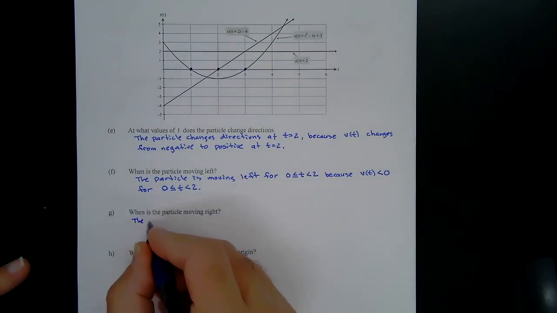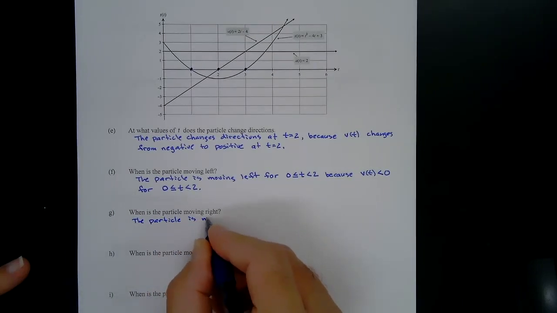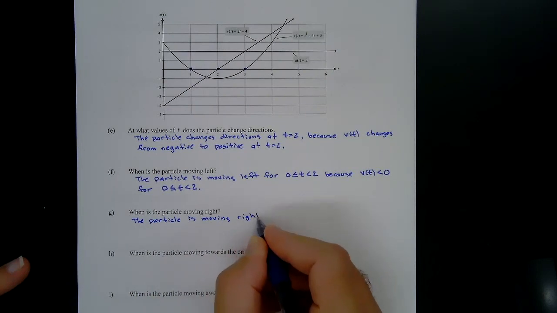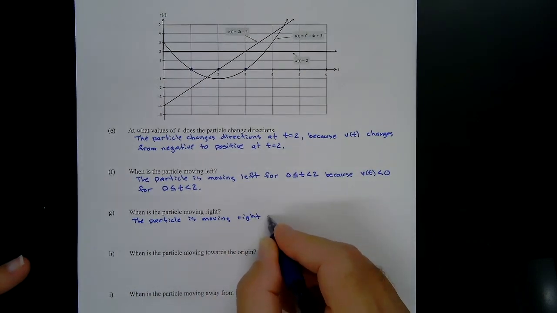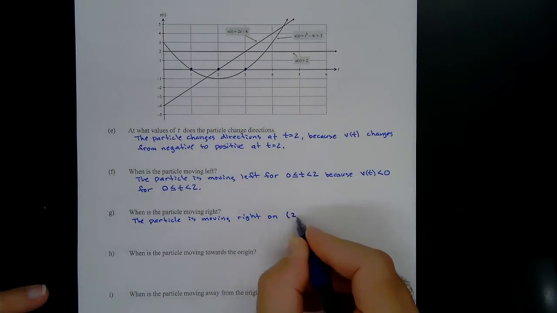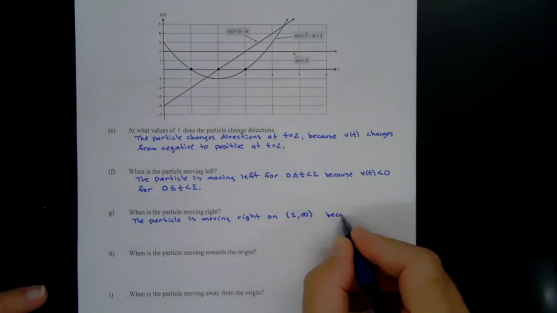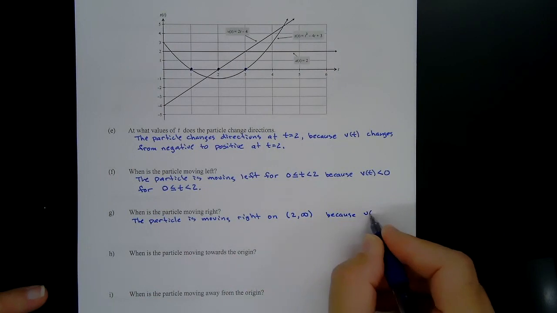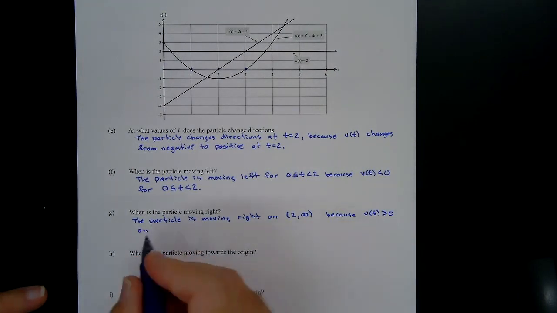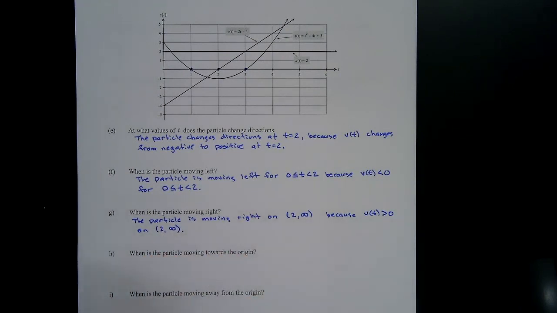The particle is moving right. And if we're going to use interval notation, you're going to say it's on the interval, okay? So on parenthesis 2 comma infinity, because v of t is greater than 0 on that interval, 2 to infinity, period, okay?